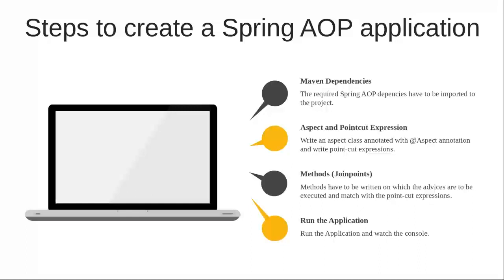Now we'll come to the steps to create a Spring AOP application. Maven dependencies: the required Spring AOP dependencies have to be imported into the project. Then the aspect and pointcut expressions: write an aspect class annotated with @Aspect and write the pointcut expression. Then methods that are the join points: methods have to be written on which the advices are to be executed and that match the pointcut expressions. And run the application and watch the console. So these are the steps to create a Spring AOP application.